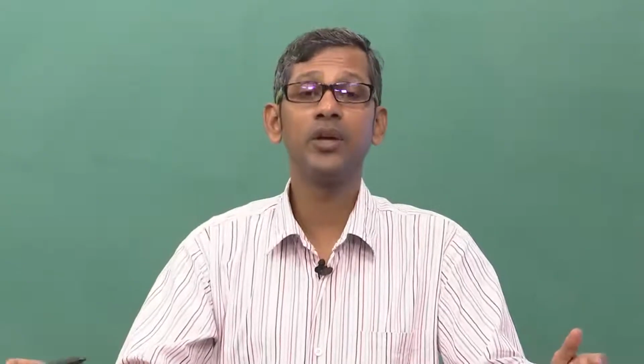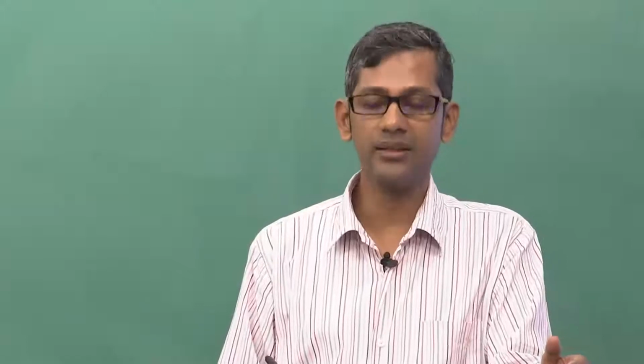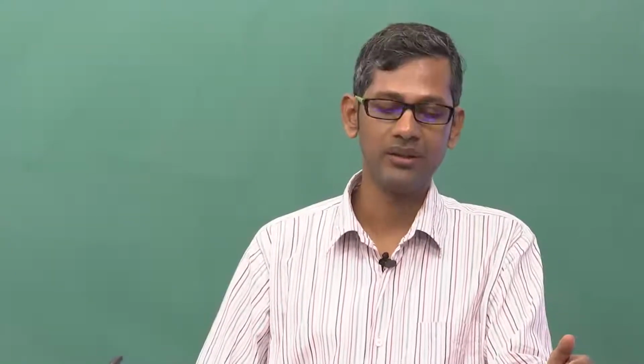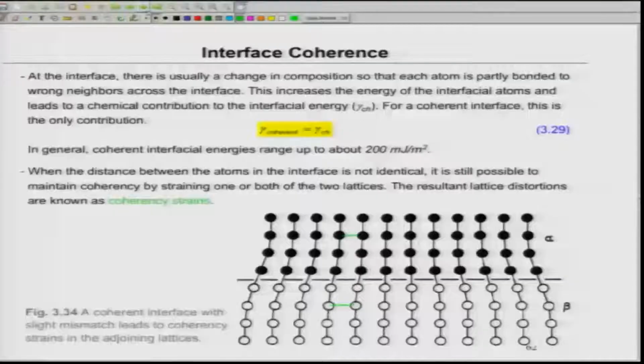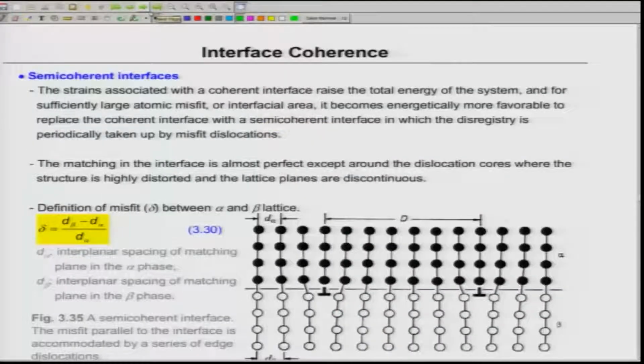So, you have seen in the last lecture how we can create lattice registry across the interface, and that is how we can create coherency along the interface. But it may not always be possible to maintain this lattice registry. That is mainly because the plane spacing along the interface may vary too much, and this will lead to a large difference in the atomic spacing, and this can lead to a situation where it is no longer possible to maintain the coherency. So, that is what I have written here.